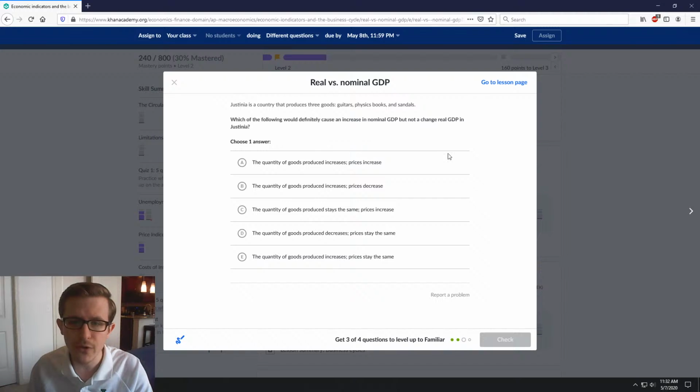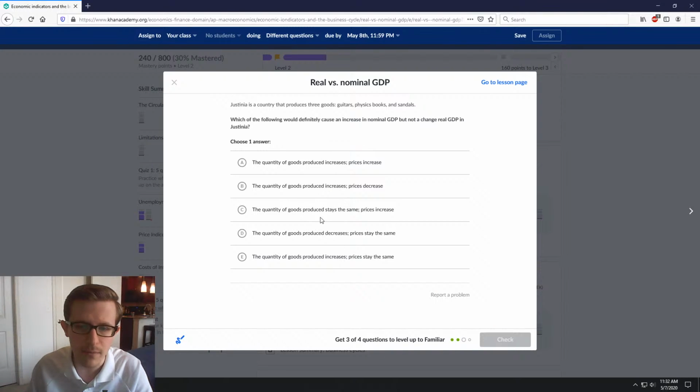So we're looking for an increase in nominal GDP, but not a change in real. So if nothing is changing on the real value, then it means that the output is going to be staying the same. But if the nominal value is increasing, that means that prices themselves are also going up. So quantity of goods increases, nope. We can rule that out.